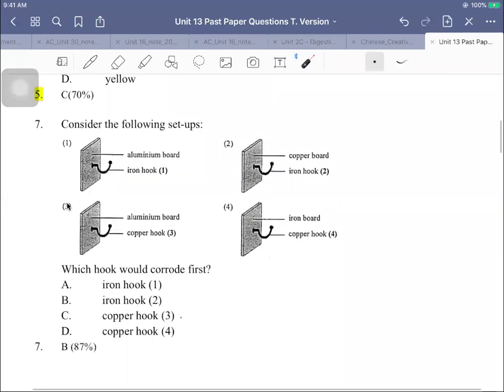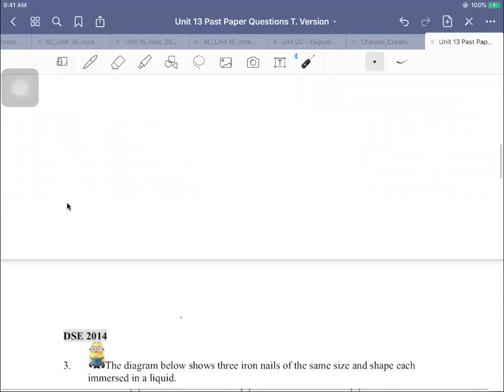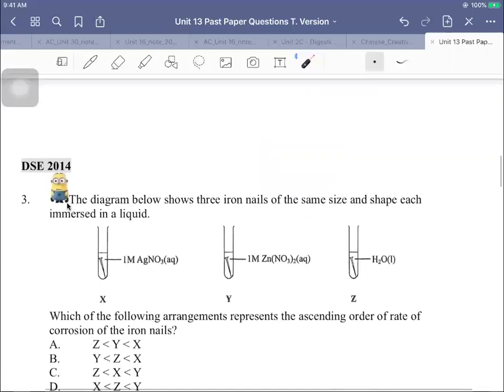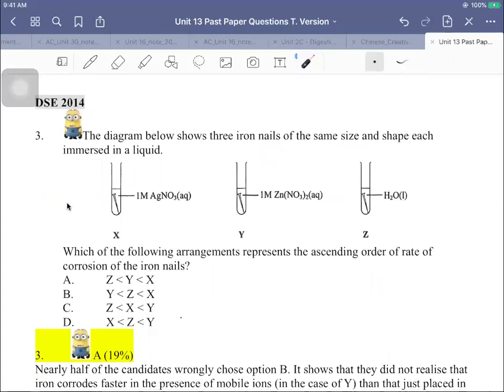Okay, I think this one is pretty easy, so I will just move on. Okay, this one. Again, we have a minion stating that this question is going to be a bit challenging. The diagram below shows 3 iron nails of the same size and shape, each immersed in a liquid. The first one is in 1 molar silver nitrate. Second one in 1 molar zinc nitrate. Last one in pure water.